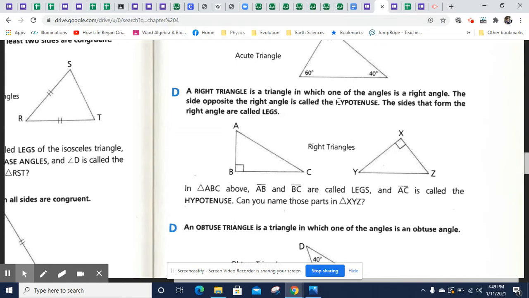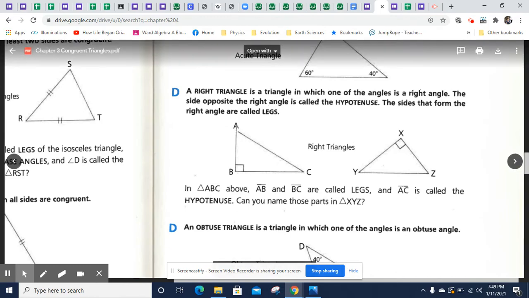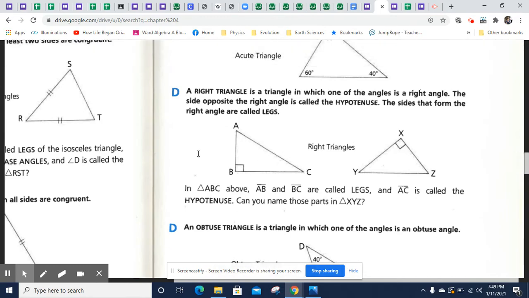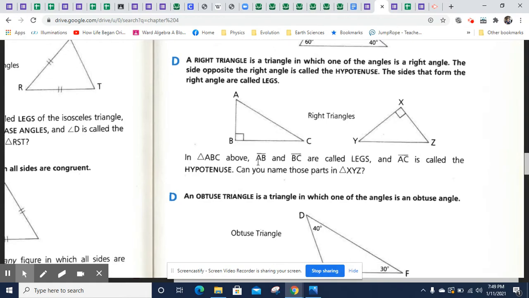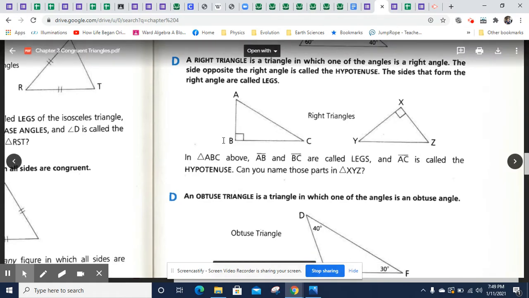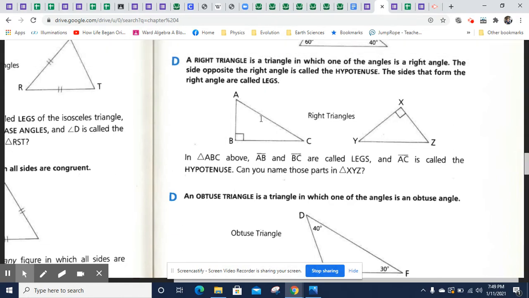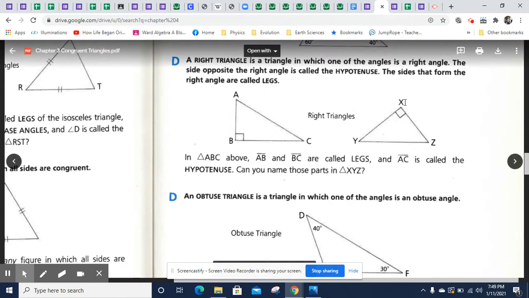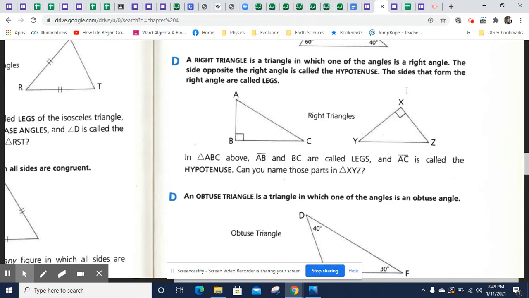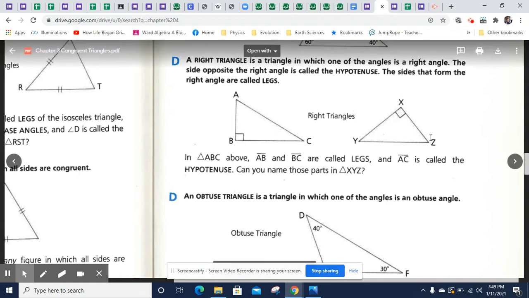Hypotenuse literally means stretched out. Tenuse is for stretching. Stretched out wire is what it comes down to as its origin. So in ABC, AB and BC are the legs, and AC is called the hypotenuse. And you should see if you can name the legs and hypotenuse of triangle XYZ, and pause. And I'll tell you what it is. If you thought after you paused, which I'm sure you did, that the legs were XY and XZ, but the hypotenuse was YZ, you got it right.